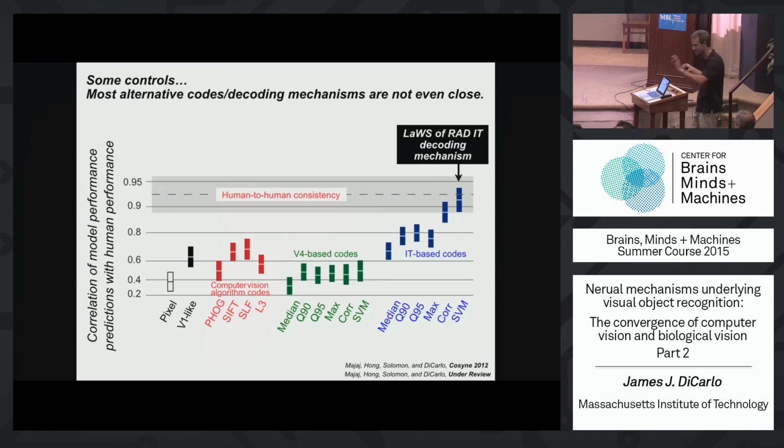That doesn't mean V4 isn't involved. V4 is the feeder to IT. It just means you can't take simple decodes off of V4 and naturally produce this pattern. And that's similar for pixels or V1 representations. So lower level representations don't naturally predict this pattern of behavior. Even some computer vision codes that we tested at the time, if you know these older computer vision models, didn't do this. But more recent computer vision models actually do, and I'll show you that at the end.